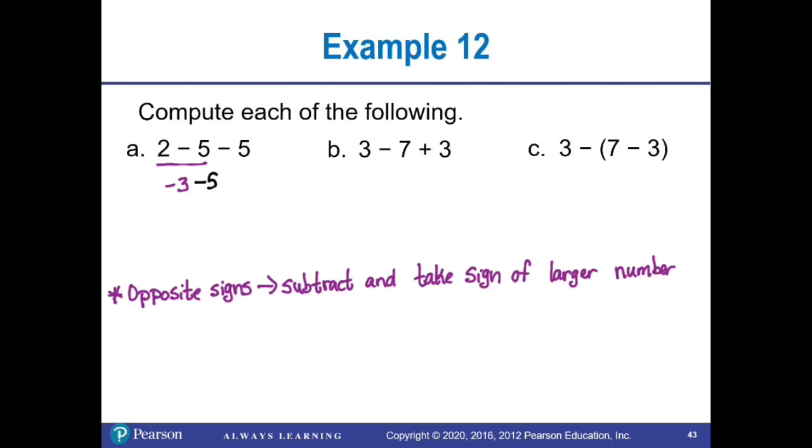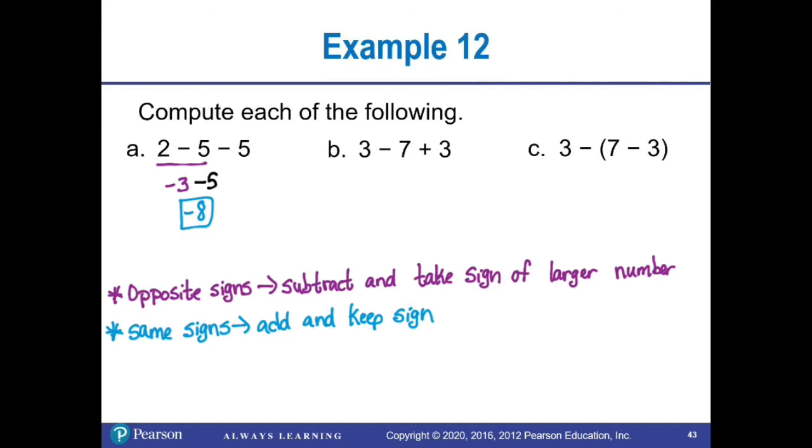Bring down your -5. Now notice that these have the same sign. -3 minus 5 is -8. When I have the same sign, I'm going to add my two numbers. So 3 plus 5 is 8, and I kept that negative sign to make -8.